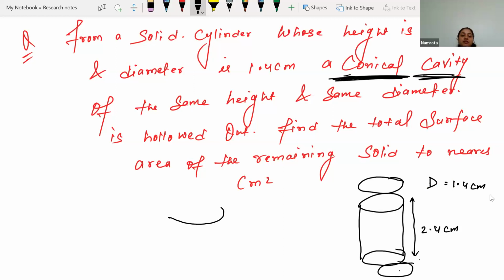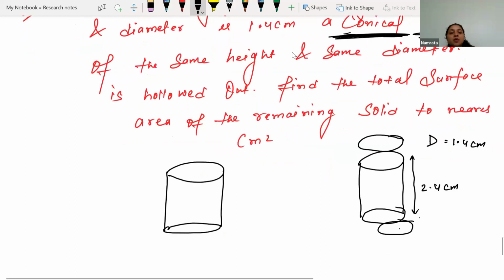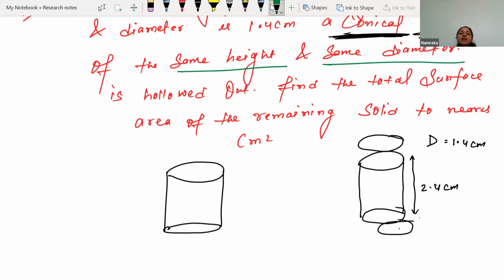So basically we are having this type of cylinder, and as I said to you, it's a solid cylinder, so top and bottom part is just covered. Okay, it's a solid figure. A conical cavity we are cutting out, which is of same height and same diameter. Same height, same diameter. So this part is already covered. And even if the top was also covered, you are going to cut out a conical cavity now from the top. So this is how your conical cavity will look like.